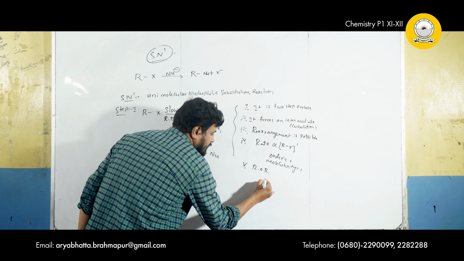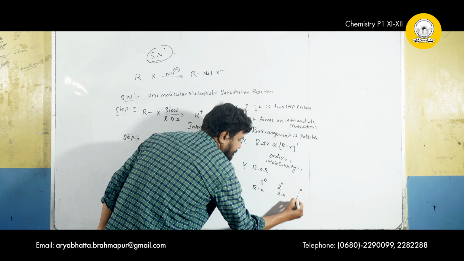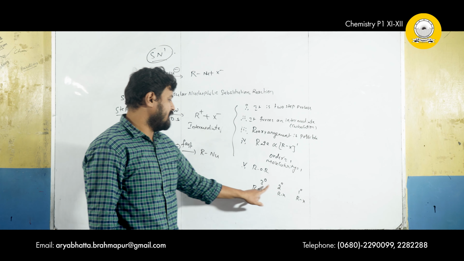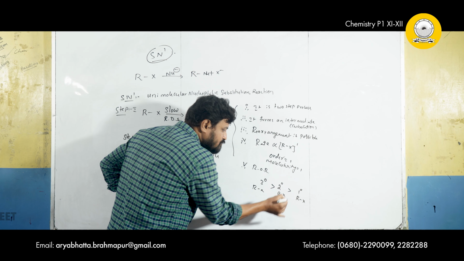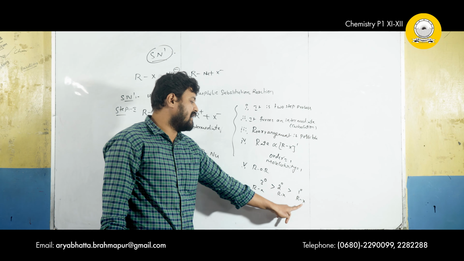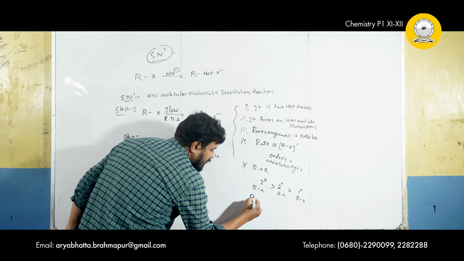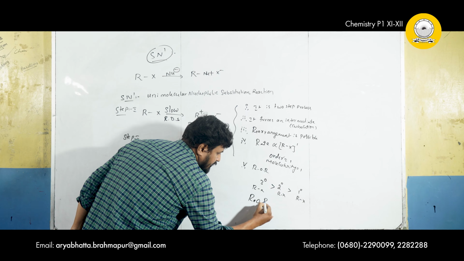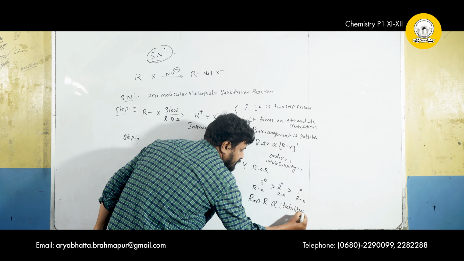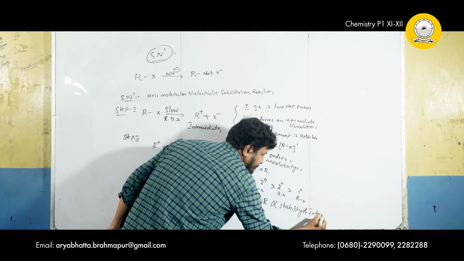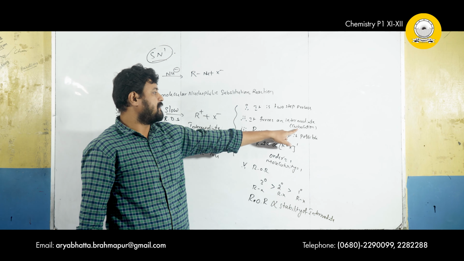Rate of reaction for tertiary alkyl halide, secondary alkyl halide, primary alkyl halide becomes like this: tertiary is more reactive than secondary, and secondary is more reactive than primary. This is also based on one point: the rate of reaction is directly proportional to the stability of the intermediate. What is the intermediate? The carbocation is the intermediate.